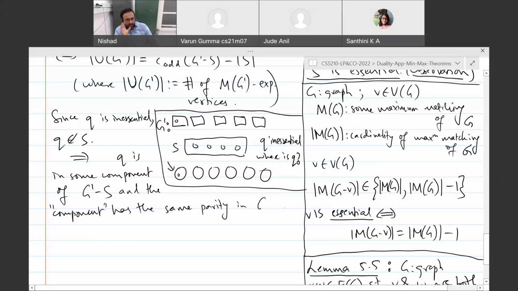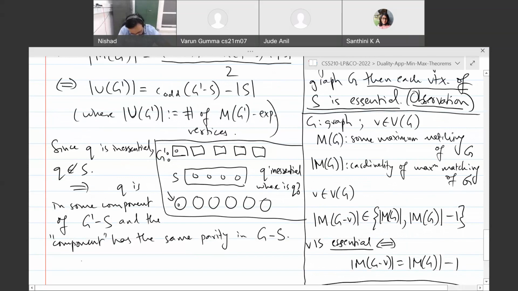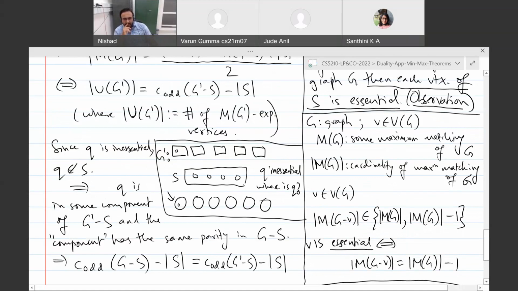In particular, the number of odd components and the number of even components in G minus S will be the same as in G prime minus S. So in particular, this implies that the number of odd components in G minus S minus the cardinality of S is equal to the number of odd components in G prime minus S minus the cardinality of S. This is key.